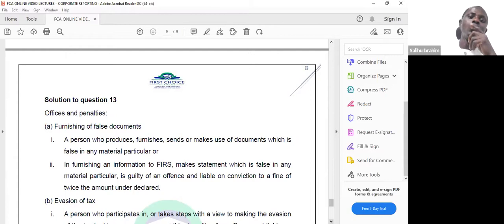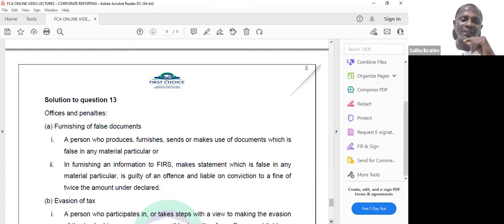When you furnish false returns, false documents, it is an offense. You falsify documents because you want to reduce the VAT you want to remit. We have non-compliant companies doing this. So it's an act of tax evasion.